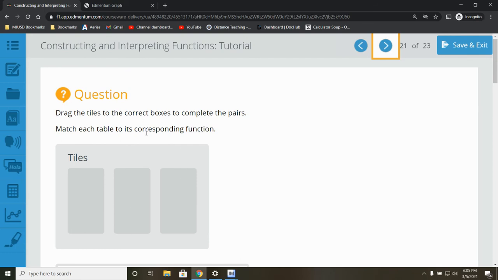All right. So for this question, it says drag the tiles to the correct boxes to complete the pairs. I need to pause so I can show how I did this. Even though it's not on your notes, this is very likely a mastery test question. This is the type of question they like to ask. So let me walk you through it.